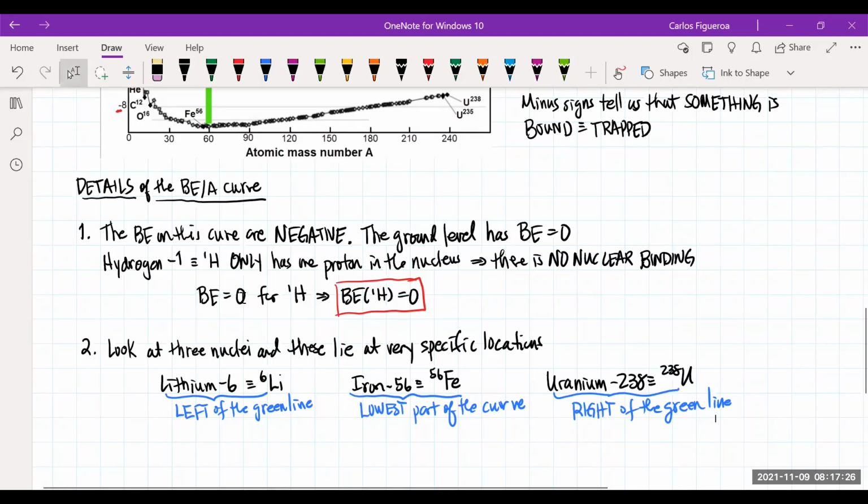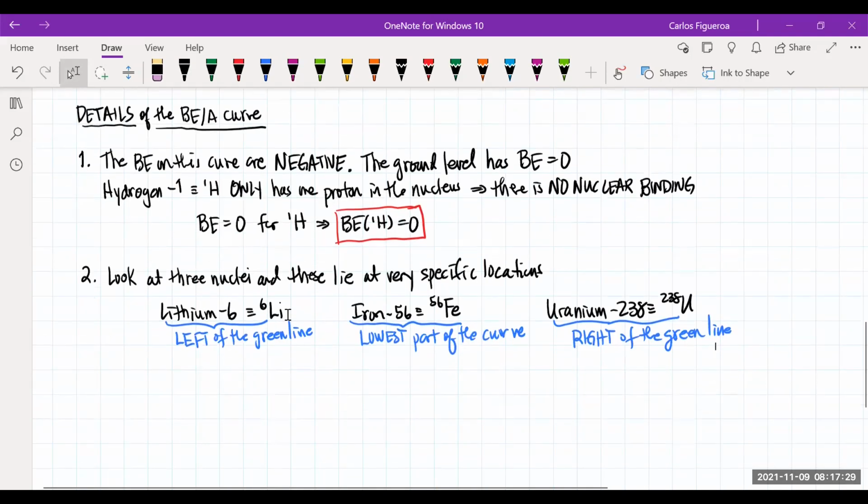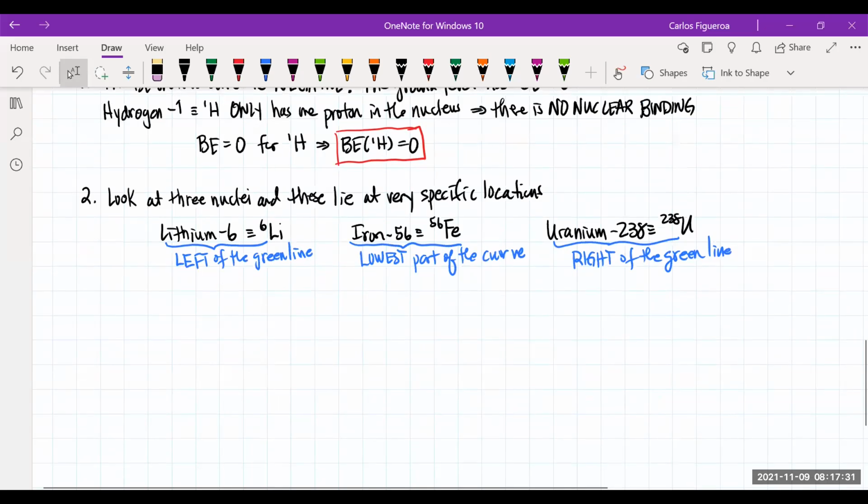So the first one I'm going to look at is lithium 6. If I look at lithium, what do I know about lithium? Well, here's lithium right here, right? This is lithium. Right away, when I look at this number here, note that this is lithium 7. I'm not looking at lithium 7, I'm looking at lithium 6.